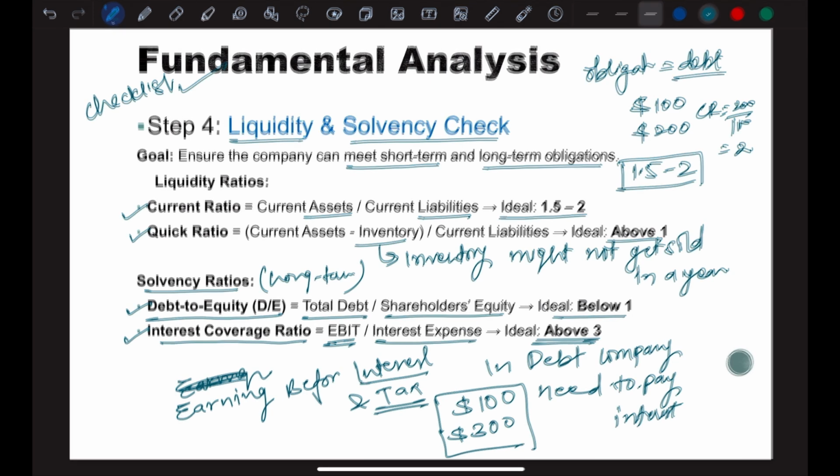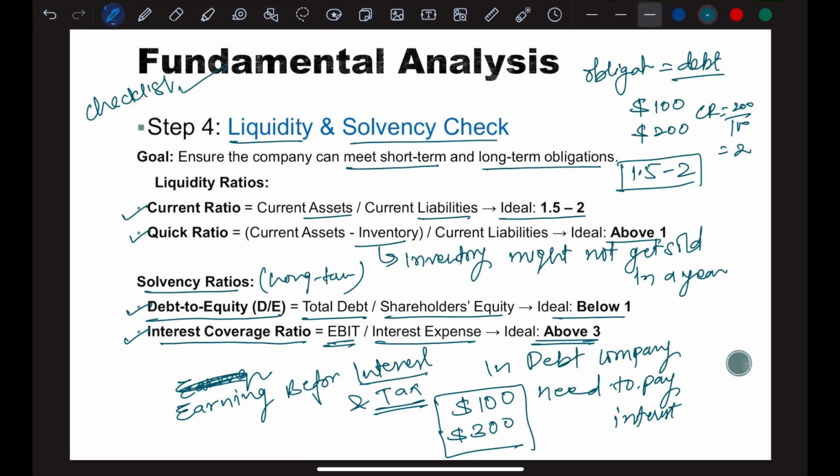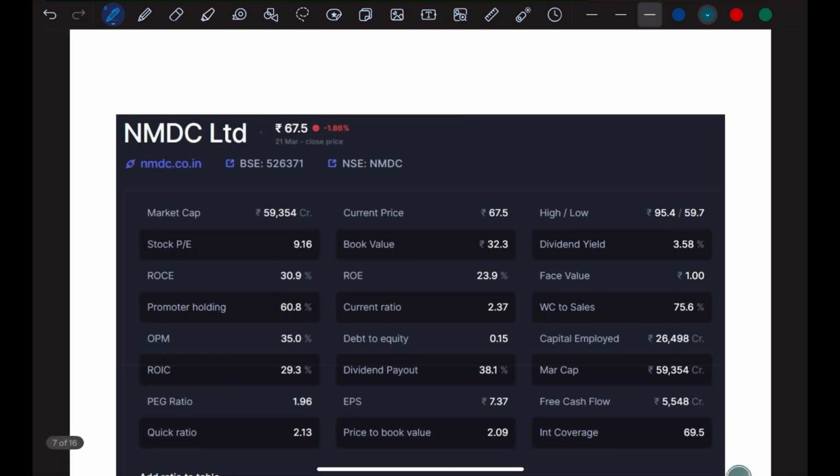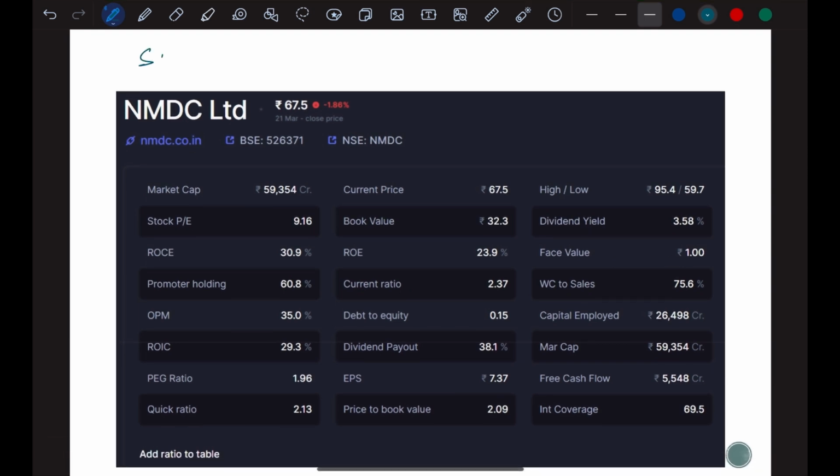Now before moving on to step 5, which is the final step, I want to show one app that I use, which is Screener.